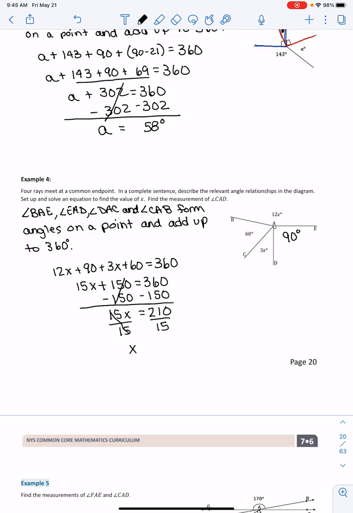When I do that, I get 14. But I'm not done because it wants us to find the measurement of CAD, and that's the only one it wants us to find. So the measurement of CAD, which is this one right here, which is 3x. So 3 times 14 is 42 degrees.